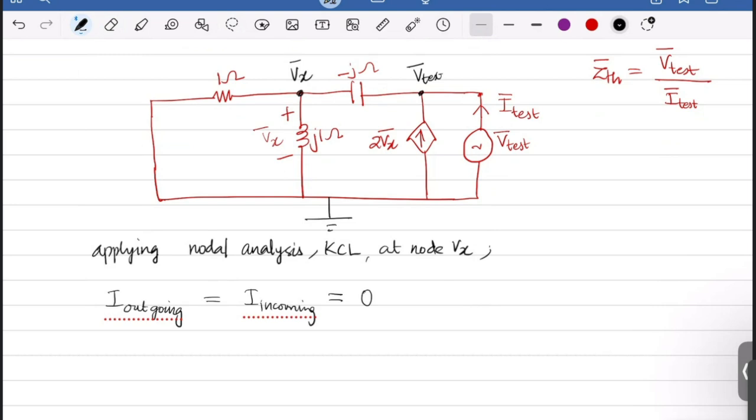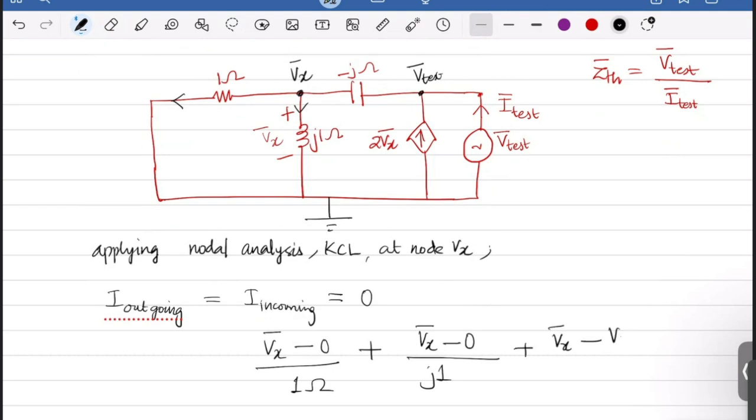If all the currents are outgoing, that means the node which we selected is the higher potential node. Applying nodal analysis at node Vx, I can write (Vx minus 0) by 1 ohm, which is the current through 1 ohm, plus (Vx minus 0) divided by j1 ohm, which is the current through j1 ohm, plus (Vx minus V test) divided by minus j1, which is this current. These are the three branches going out of Vx, and those currents are equal to 0.